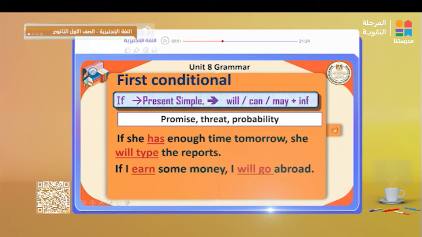Look at the other example. If I earn some money, I will go abroad. Here again we use the first conditional to talk about the future. If I earn money now, I will be able in the future to travel abroad.